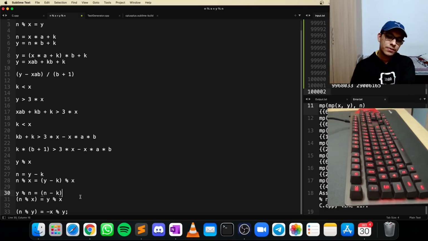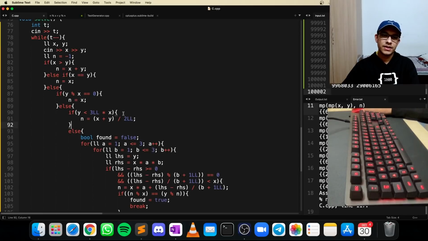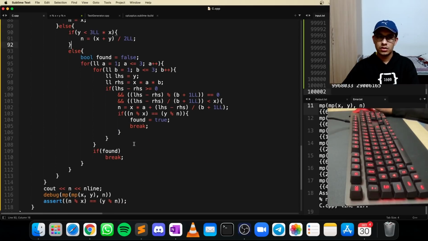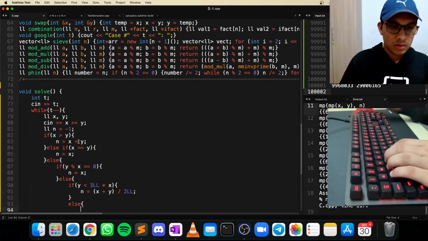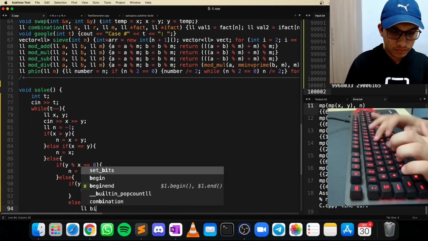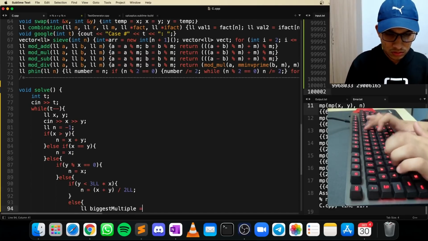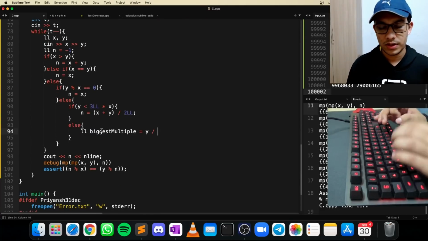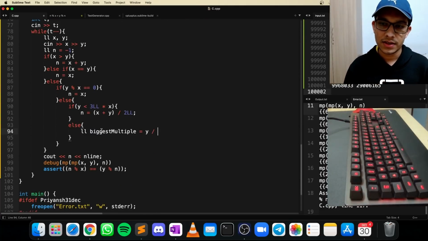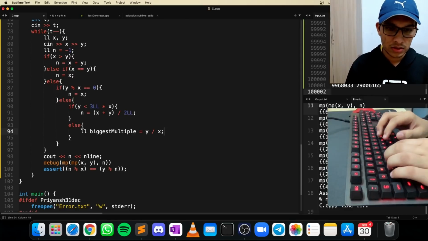I have to find a multiple of x. Why can't I just find the biggest multiple of x? Oh, I think I can just do that. The biggest multiple of x which is less than y. Right? Oh, right. Multiple equals y divided by, sorry, I have to find the biggest multiple of x such that it is less than y, right? Cool.